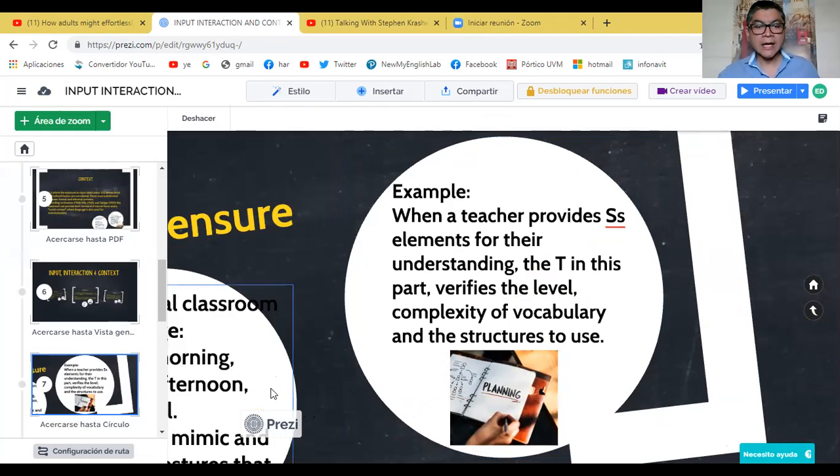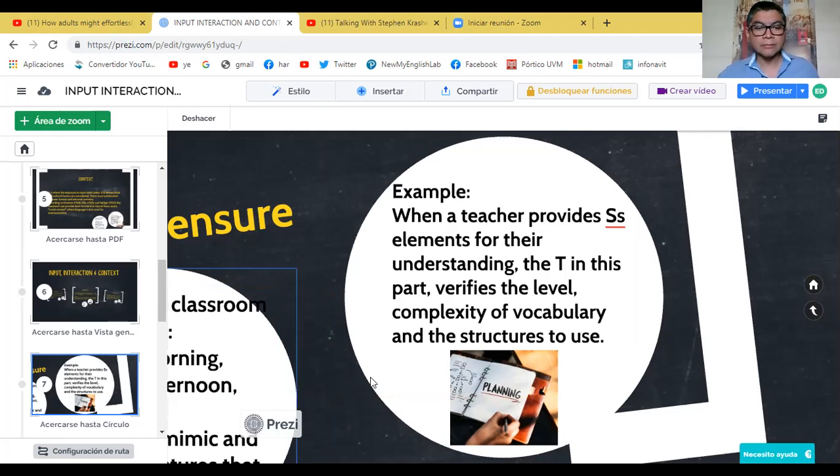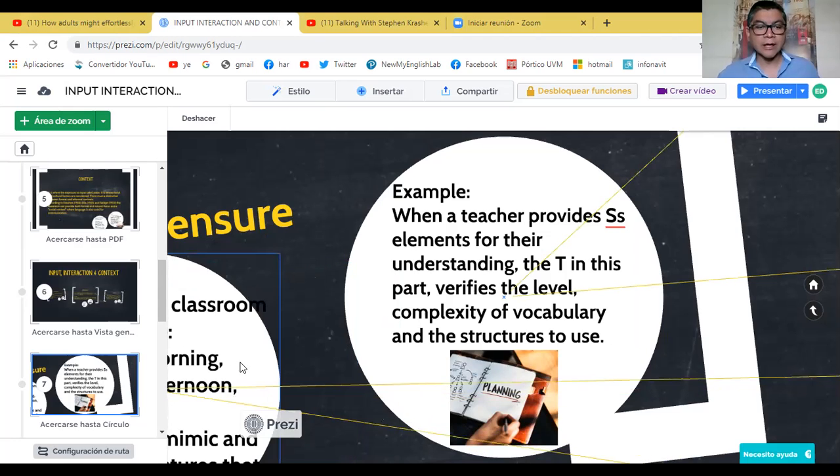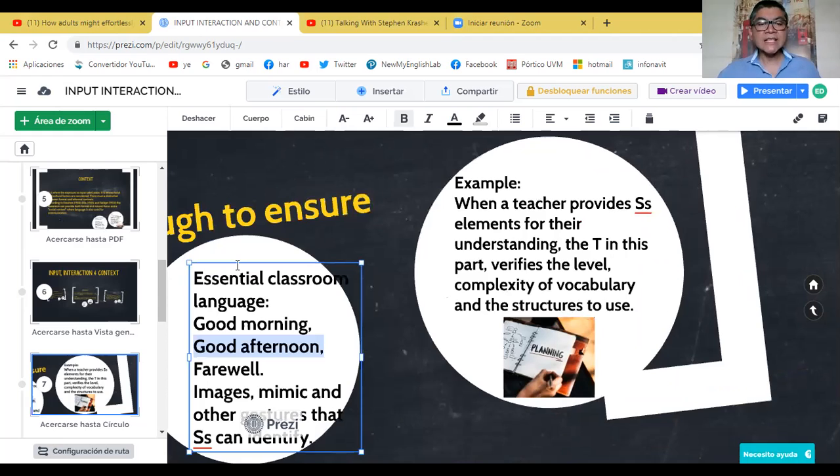Okay, to put it in other words, I found the following example that we have over here. Essential classroom language, for example, salutations like good morning, good afternoon, and farewells, such as goodbye or bye. And the use of images, mimics, and other gestures that the students can identify as a friendly environment in the classroom.